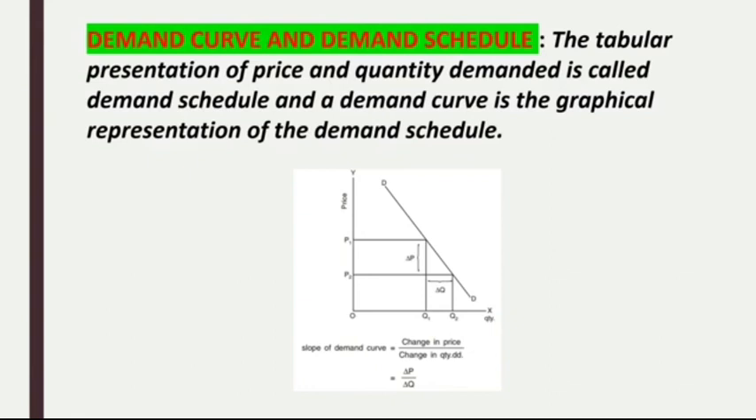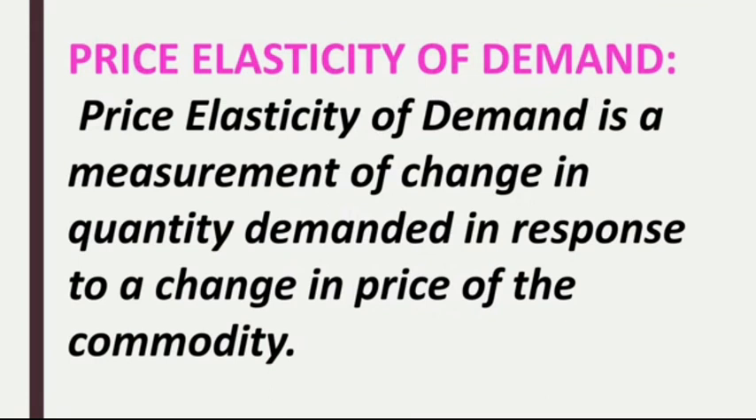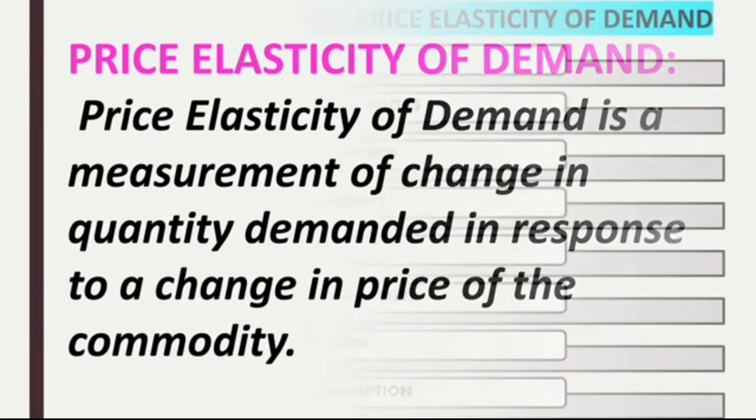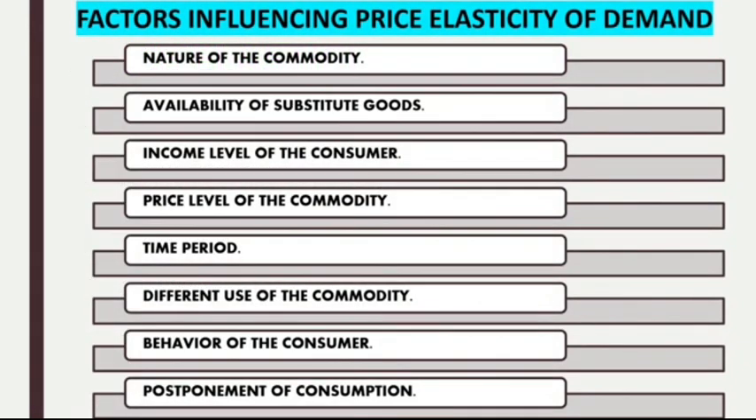Now after that, let's discuss the price elasticity of demand. Price elasticity of demand is a measurement of change in quantity demanded in response to change in the price of the commodity. So now let's discuss the factors influencing price elasticity of demand. First, nature of commodity. Second, availability of substitute goods. Third, income level of the consumer. Fourth, price level of the commodity. Fifth, time period. Sixth, different uses of the commodity. Seventh, behavior of the consumer. And eighth, postponement of the consumption. So these are the factors mentioned in your NCERT textbook related to the factors influencing price elasticity of demand.